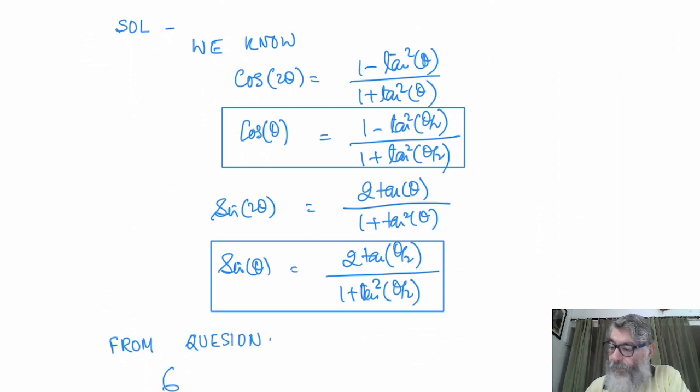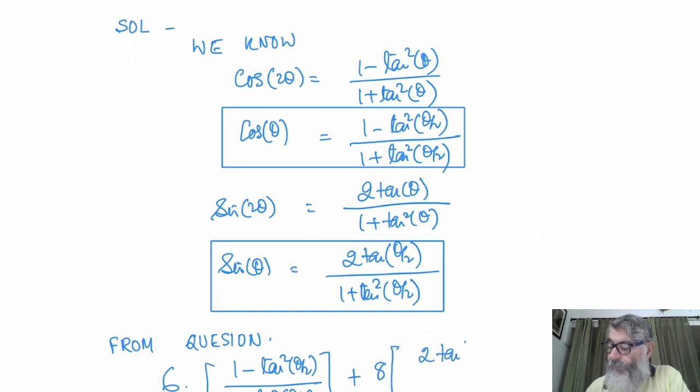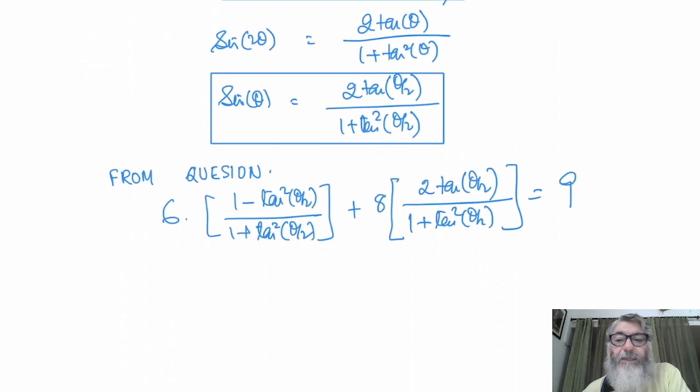That is 6 into (1 minus tan square theta by 2) upon (1 plus tan square theta by 2), plus 8 sin theta, which is 2 tan theta by 2 upon 1 plus tan square theta by 2, is equal to 9. There is a little difference in my writing on my iPad and what is reflecting onto the laptop.